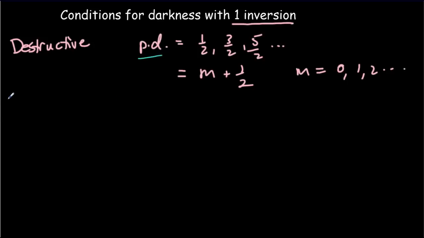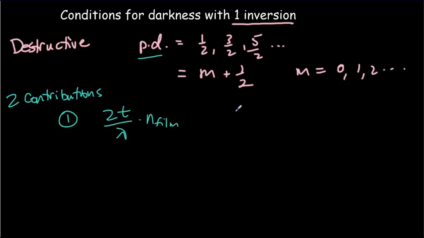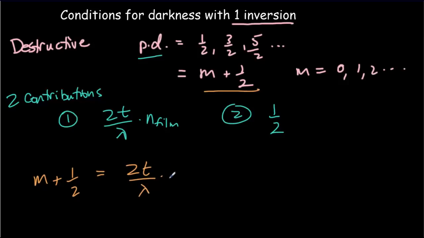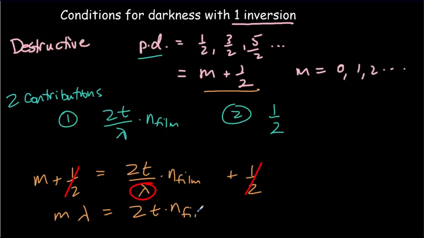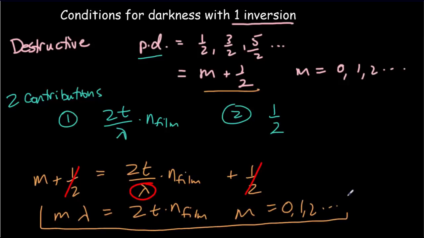Now this path difference has to come from 2 contributions. And it's the same 2 contributions we were talking about earlier. One due to the thickness, and one due to the phase inversion at one of the surfaces. And that throws in an extra half of a cycle, or we could say a half of a wavelength, but the path difference is measured in wavelengths. So the path difference that we've got to get has to come from the sum of those two contributions. So we can subtract a half from both sides, and we'll get that m lambda is equal to 2t times the index of refraction of the film, where m equals 0, 1, 2, etc. So there is our condition for destructive interference when we have one inversion.